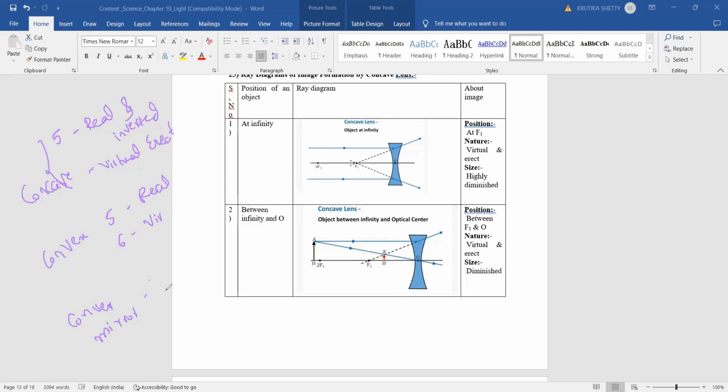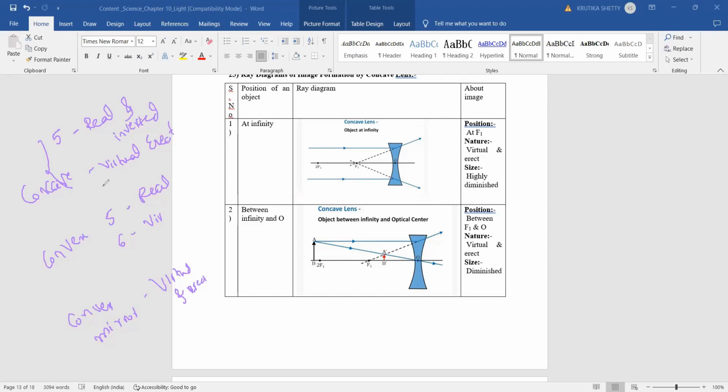you will get virtual and erect. Similarly, in case of convex lens also it is the same, virtual and erect. Do you understand? So compare and study. When you compare and study, it is easy to remember. Otherwise in the exam you will get confused.